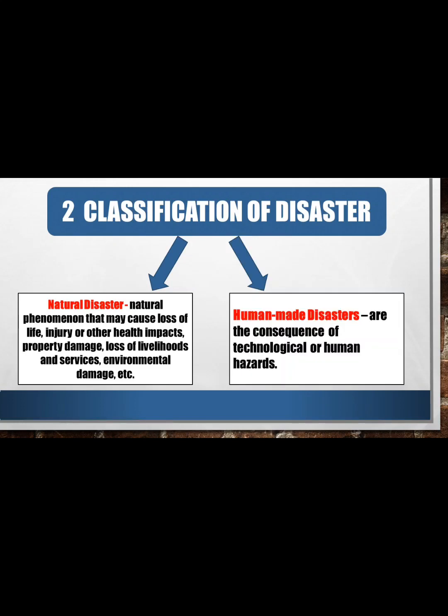The second one is the human-made disasters. These are the consequence of technological or human hazards. When we say natural disasters, it includes all types of severe weather, which have the potential to pose a significant threat to human health and safety, property, critical infrastructure, and homeland security. Natural disasters also occur both seasonally and without warning. So, ibig sabihin, biglaan, like the following natural disasters.